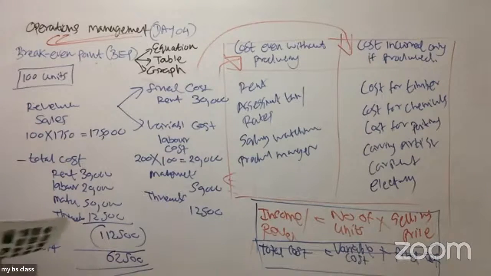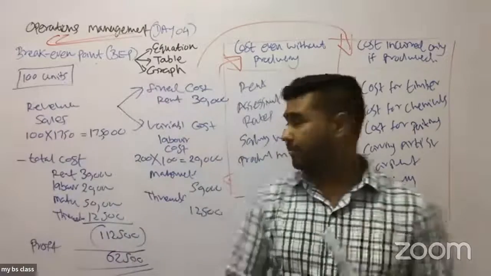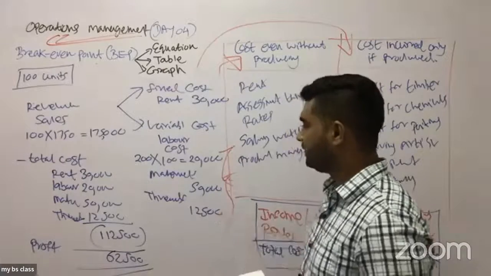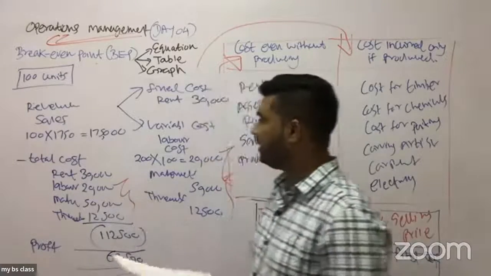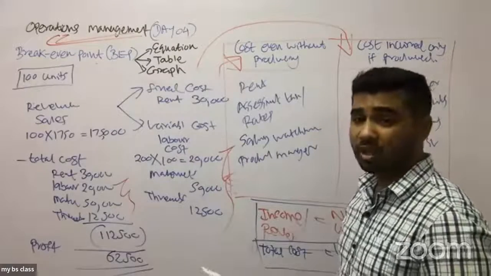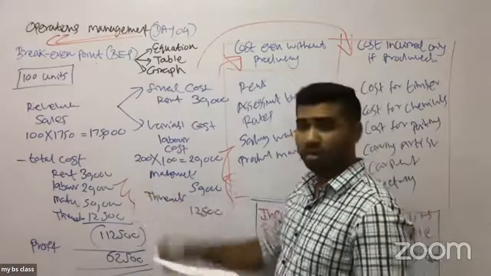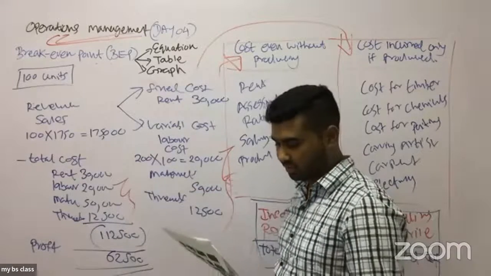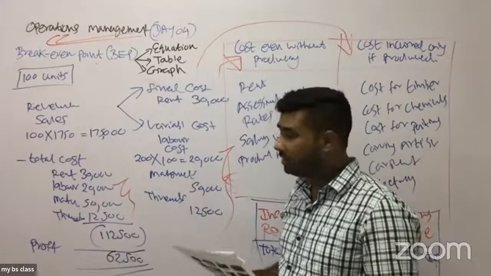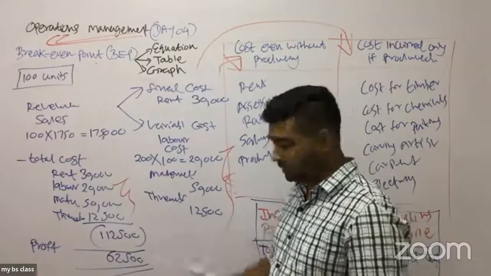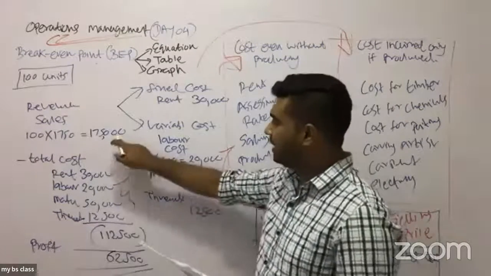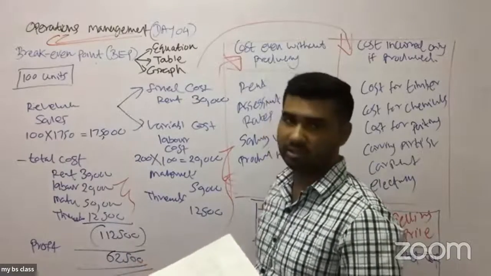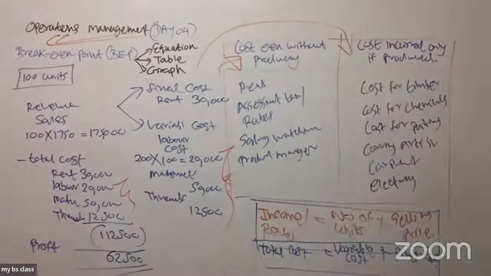In the total variable cost, we have 20,000 plus 50,000 plus 12,500, which is 82,500. Total variable is 82,500. Total fixed cost is 30,000. The total cost is 112,500. The income is 175,000. The profit is 62,500. All correct, right?